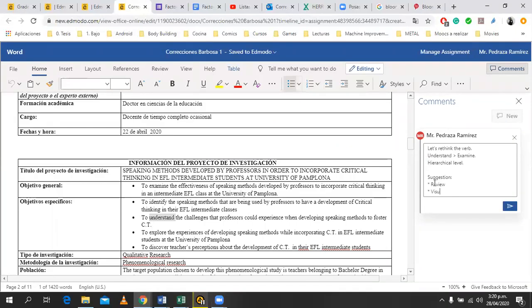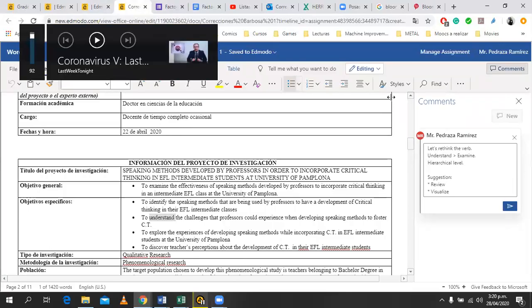Another option I was talking about is to explore, to discover. This one sounds good. Once again? Just write that first, please. Okay.